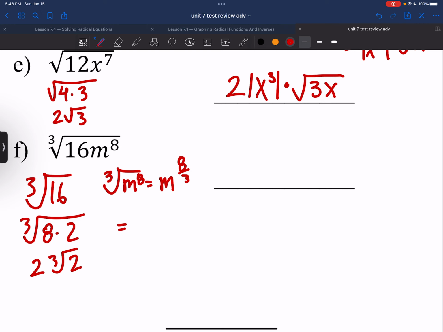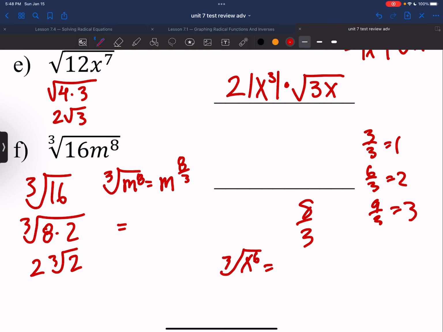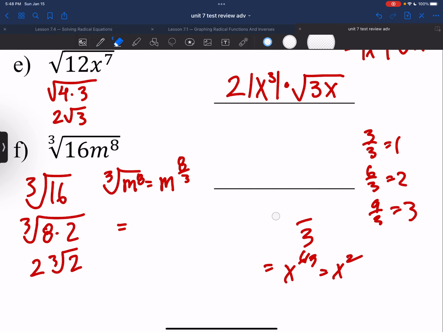What's your remainder, right? If you're doing 8 divided by 3, how many times does 3 evenly divide into that? Because if you get 3 over 3, you get 1. If you get 6 over 3, you get 2. If you get 9 over 3, you get 3. So those are powers you could take out of the radical and just put on the outside. Because if I had the cube root of x to the 6, well, that's just x to the 6 thirds, so that's x squared. And so I could just pull it out like that.